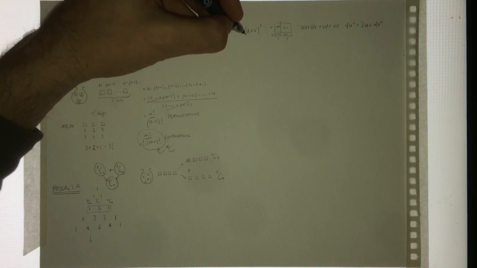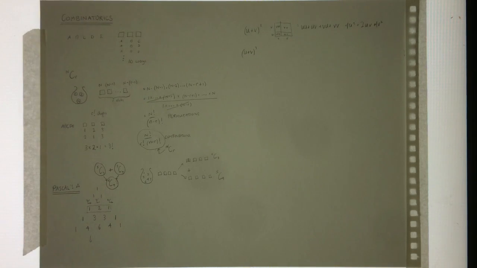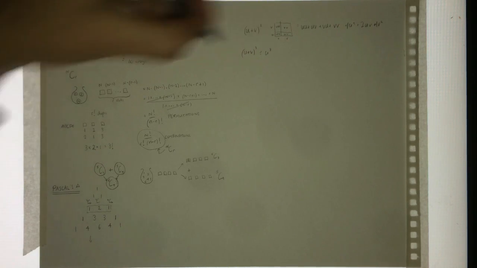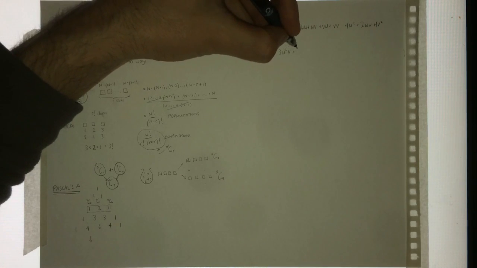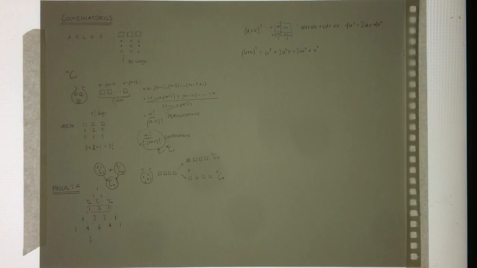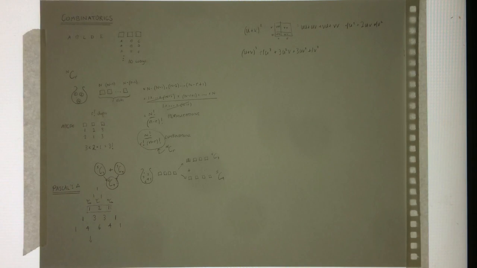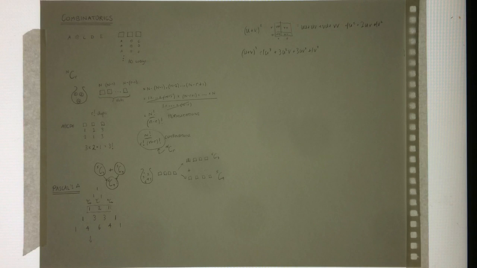So you might expect u plus v cubed to equal u cubed plus 3 u squared v plus 3 uv squared plus v cubed. And of course that is correct. 1, 3, 3, 1, etc. So Pascal's triangle gives us a simple way to write u plus v to the power of n for any n.